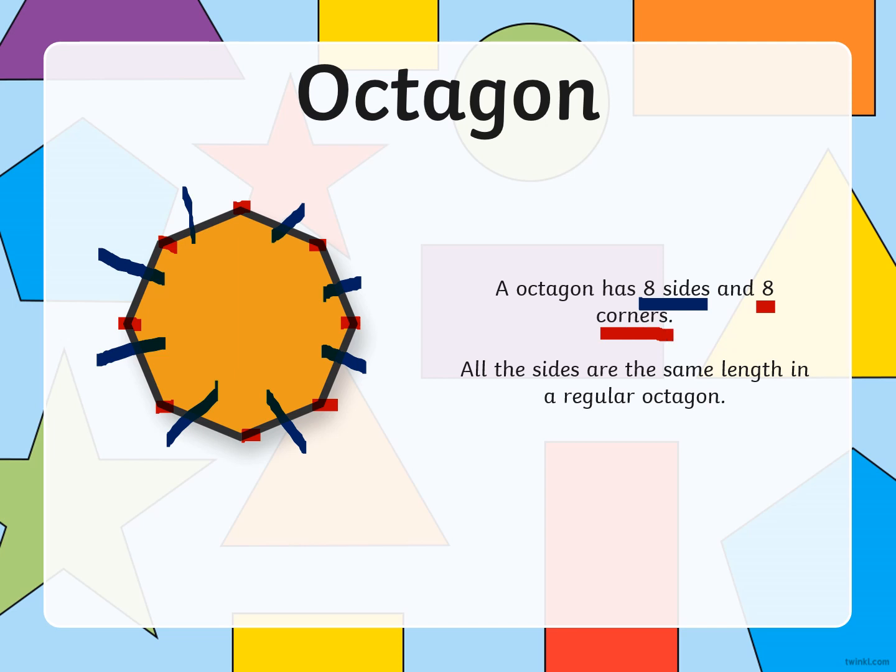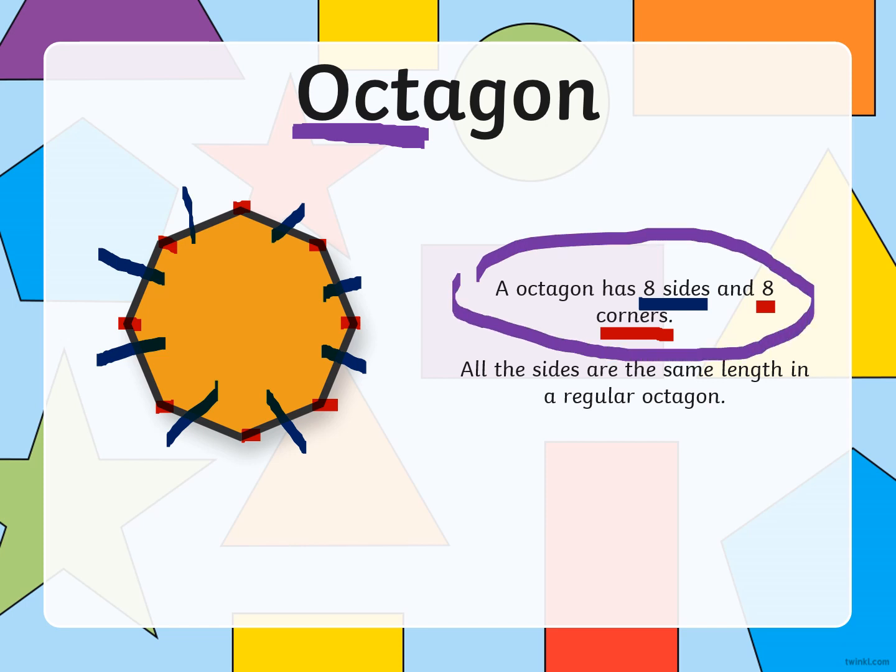Now, I always used to tell my year 2s this, and I'm going to let the year 1s into a secret. I remember that an octagon has 8 sides because it has oct. And I think of octopus. And we know an octopus has 8 legs. So when I hear octagon, I remember it has 8 sides and 8 corners.